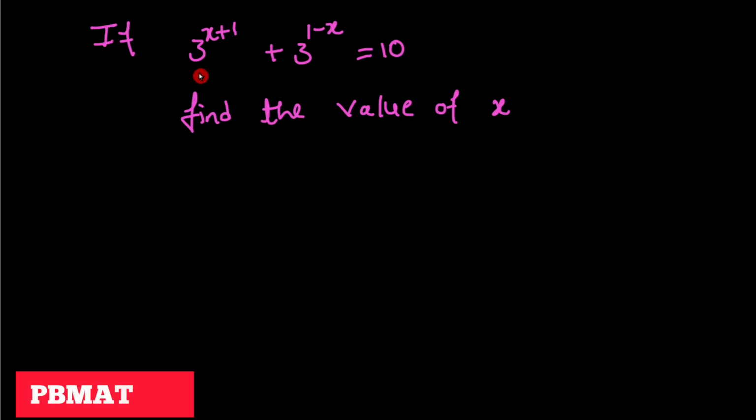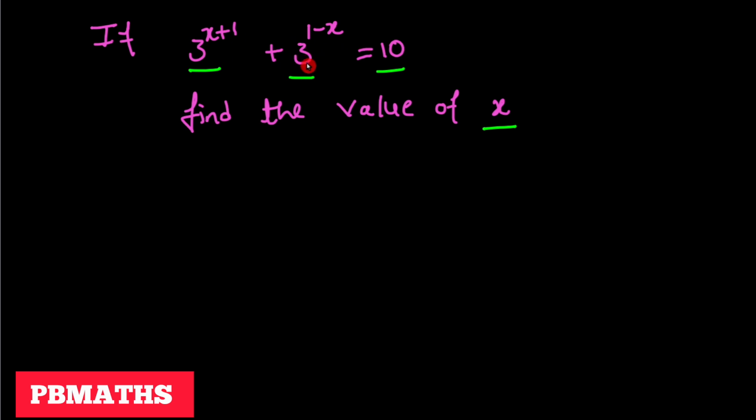If 3 to the power x plus 1 plus 3 to the power 1 minus x is equal to 10, then find the value of x. If you are interested to solve this problem, you can pause this video now and try to solve. Otherwise, let's begin to solve this problem.